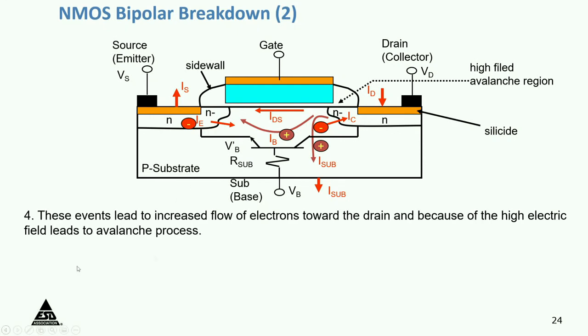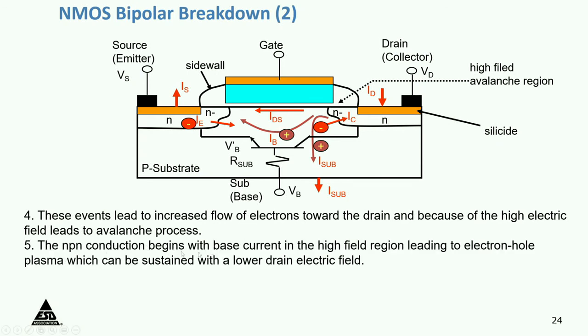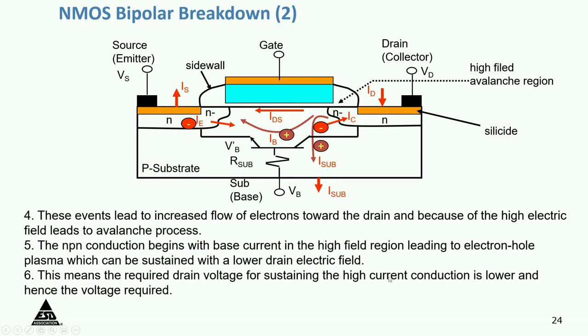The next step is these events lead to increased flow of electrons towards the drain because of the high electric field, which leads into an avalanche process. Then the NPN conduction begins with the base current in the field region leading to electron-hole plasma. When this plasma is created, the voltage has to drop to sustain the same current level. The required drain voltage for sustaining the high current is lower. So the drain voltage, after it breaks down, snaps back into a lower voltage. That's when the bipolar conduction has taken place.